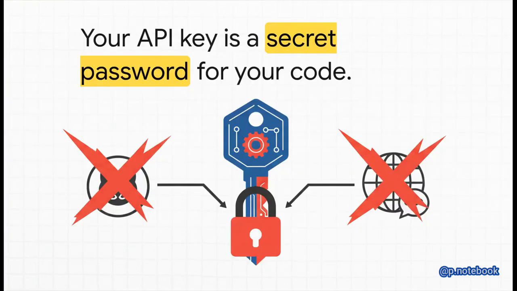Now, hang on. Before we write a single line of code, we need to talk about something critical, authentication. Your API key. Think of it as a secret password just for your code. It's how the service knows who you are and bills you for usage. You have to treat this thing exactly like a password. Never, ever share it publicly. Don't check it into your Git repository. Keep it safe. Keep it secret.